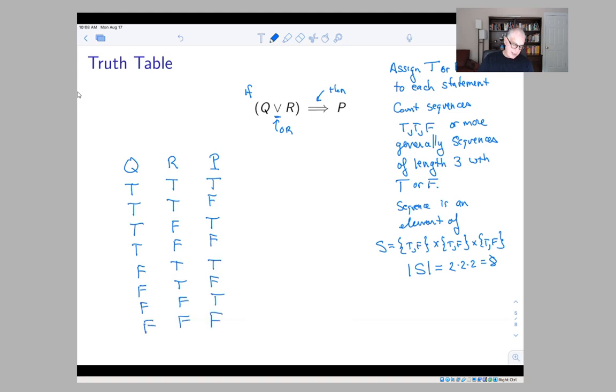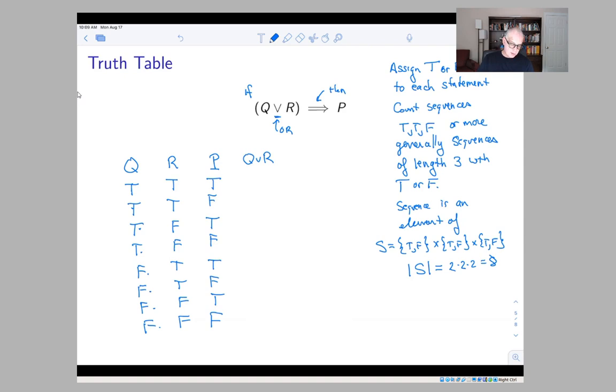And all together, we get 8 possibilities: 1, 2, 3, 4, 5, 6, 7, 8. Now, if we want to figure out what's going on with the statement Q or R implies P, let's make some sub-calculations. Let's first figure out Q or R.